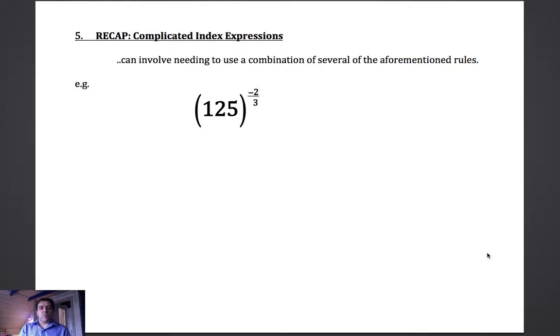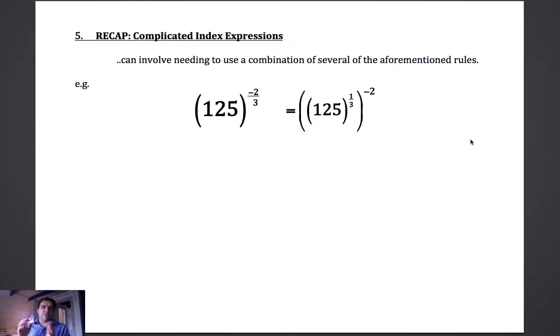So for example, 125 to the power of minus 2/3, what we can do is break down the minus 2/3 into a third times minus 2, and then we can use the rule that if you've got one power raised to another power, that's the same as multiplying the powers. So because a third times minus 2 is minus 2/3, then 125 to the minus 2/3 is the same as 125 to the third to the power of minus 2.